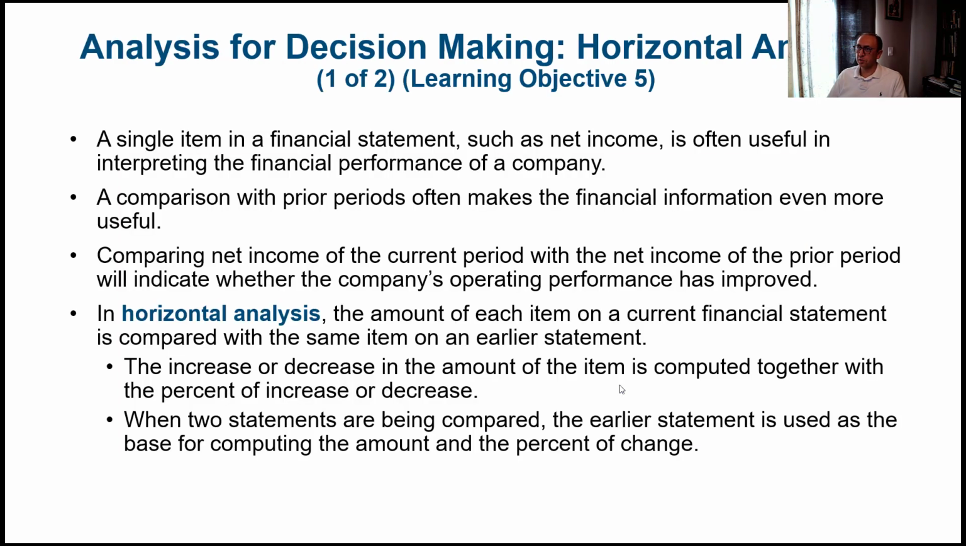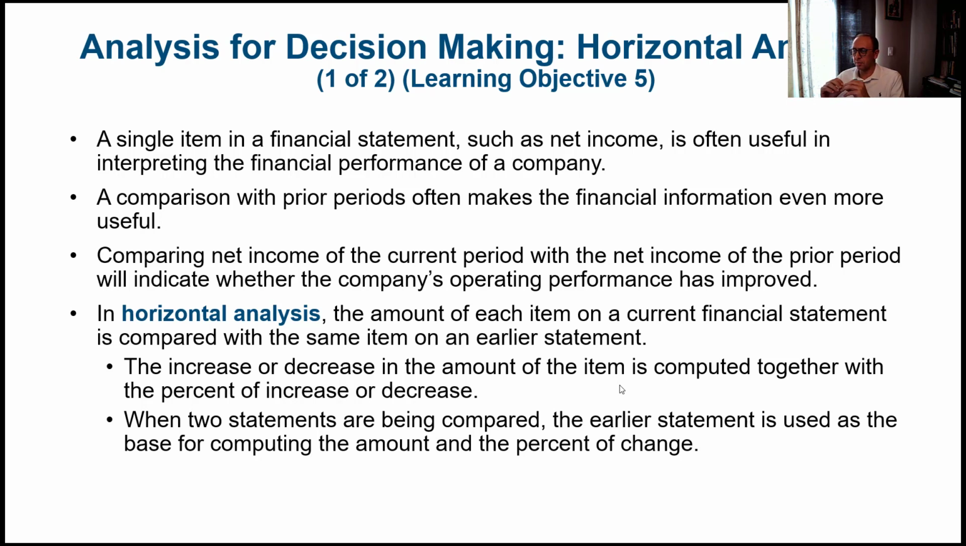In the last part of this chapter, we're just going to do some analysis for decision making, and today we're going to be talking about horizontal analysis. So what is horizontal analysis? A single item in a financial statement, such as net income, is often useful in interpreting the financial performance of a company. A comparison with prior periods often makes the financial statement even more useful.